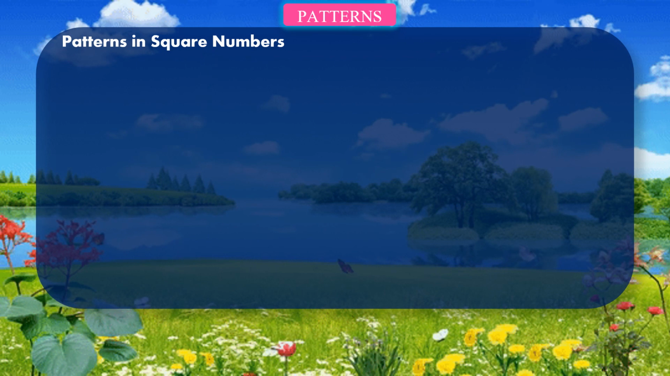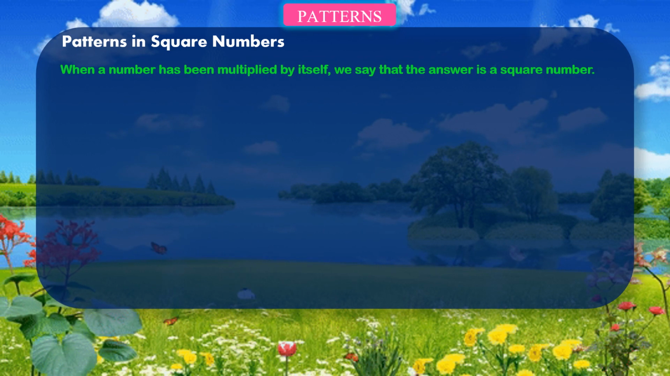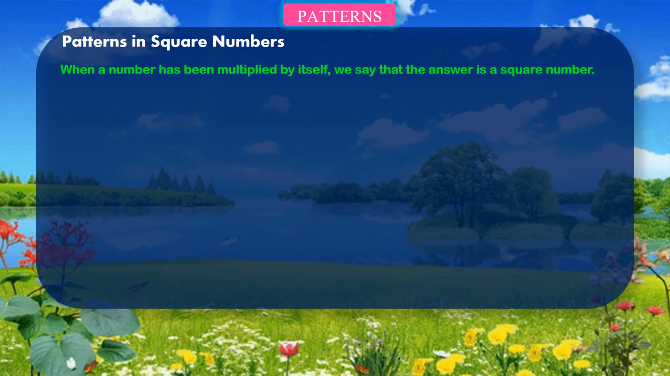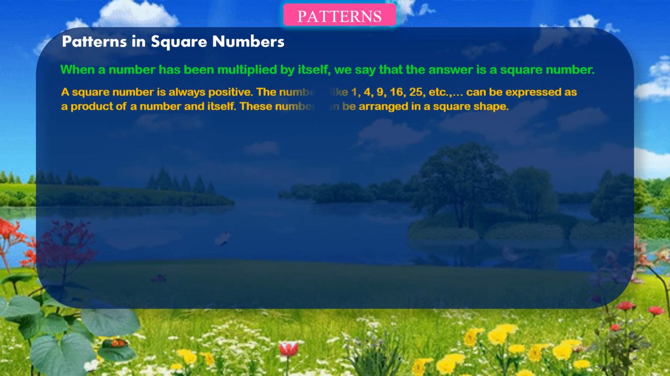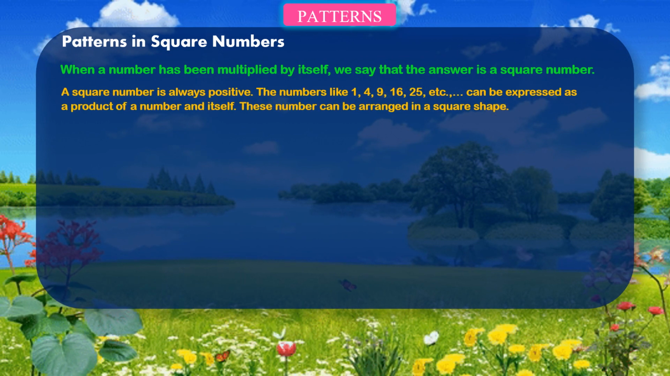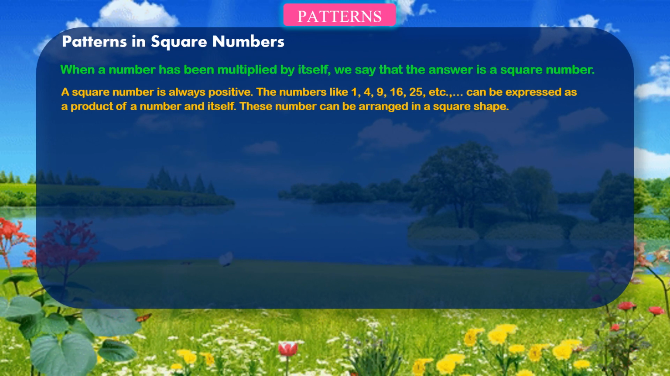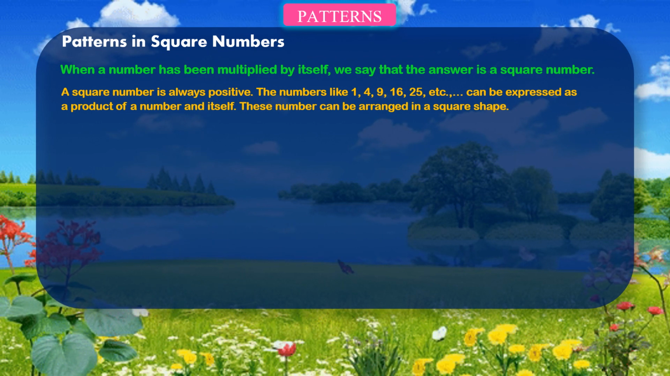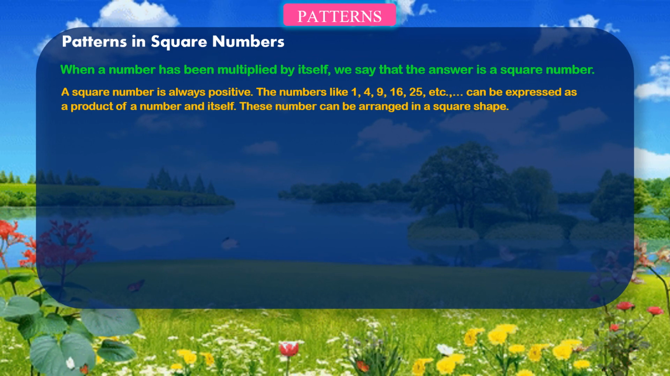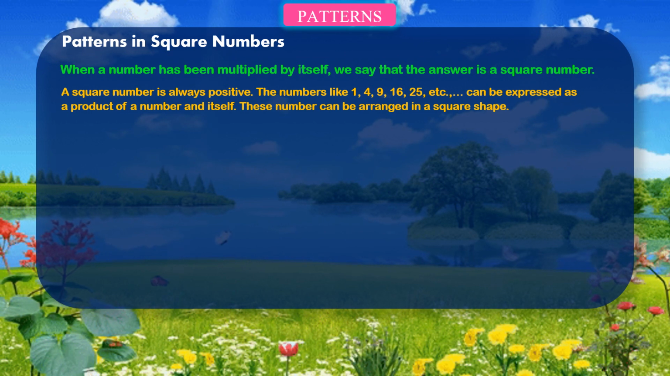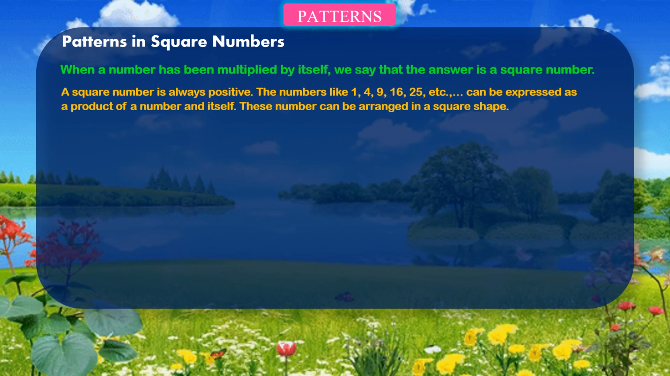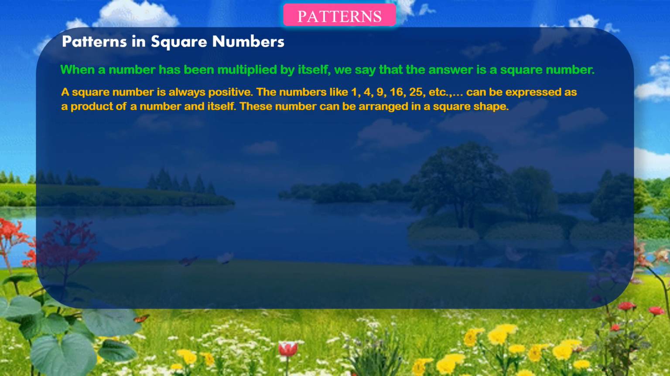Patterns in square numbers. When a number has been multiplied by itself, we say that the answer is a square number. A square number is always positive. The numbers like 1, 4, 9, 16, 25, etc. can be expressed as a product of a number and itself. These numbers can be arranged in a square shape.